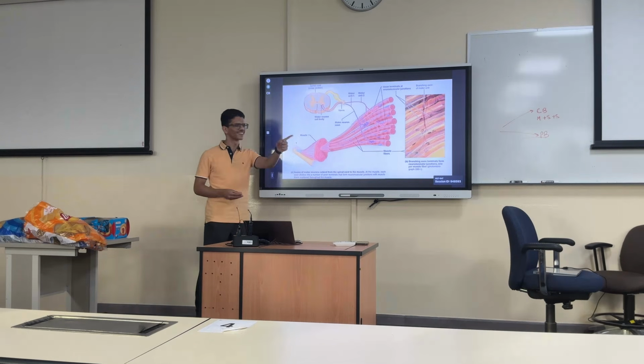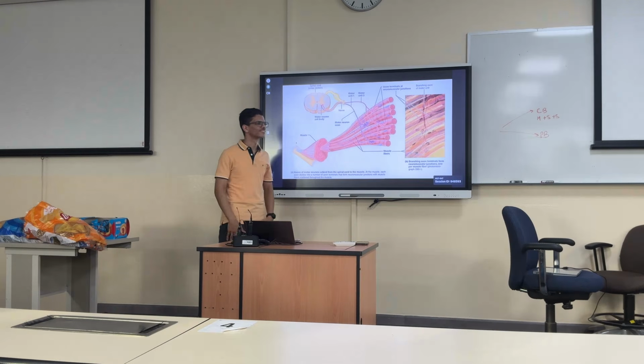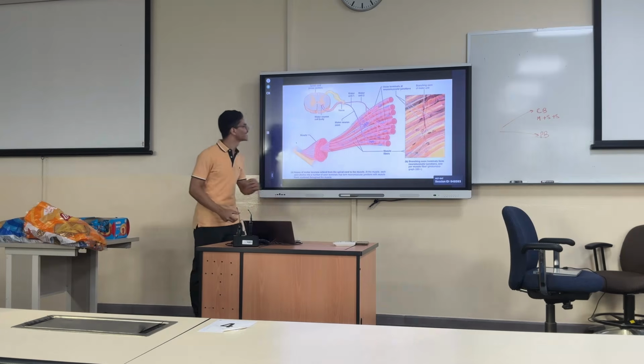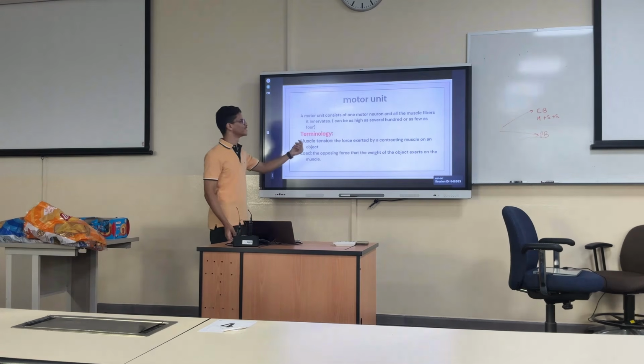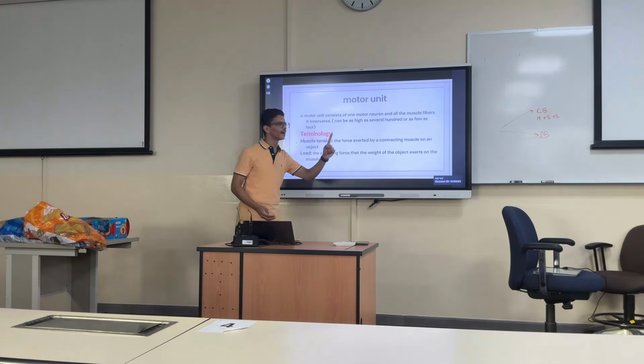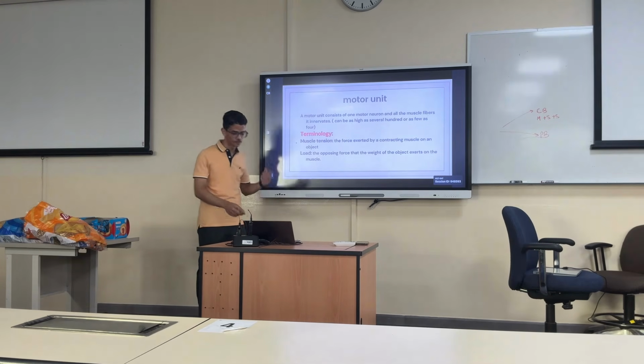Okay, okay. One nerve and the muscle fibers connect. Okay, exactly. So as you can see here, a motor unit, exactly as you said, consists of one neuron and all the muscle fibers it's innervating.